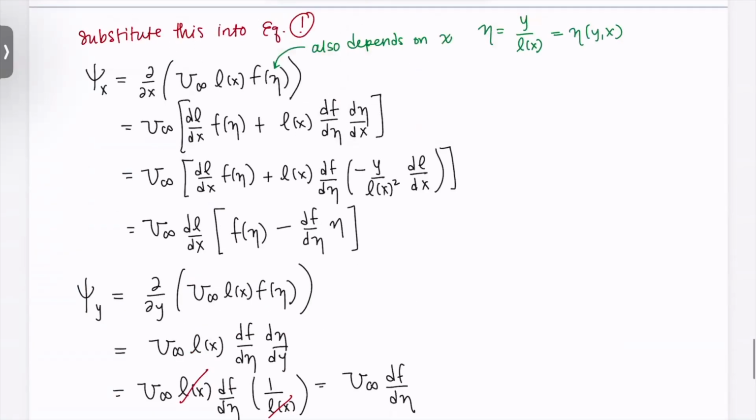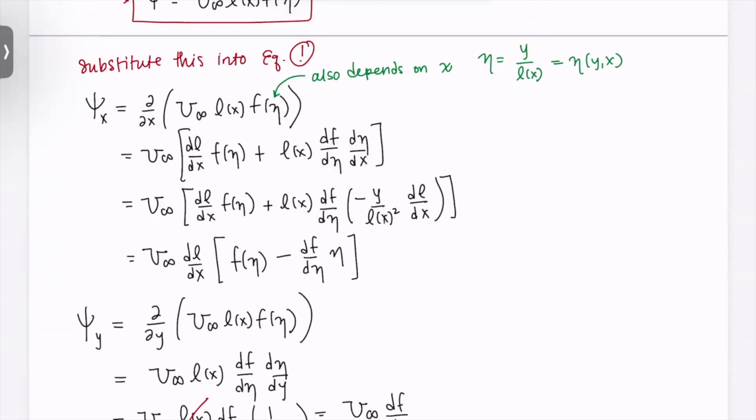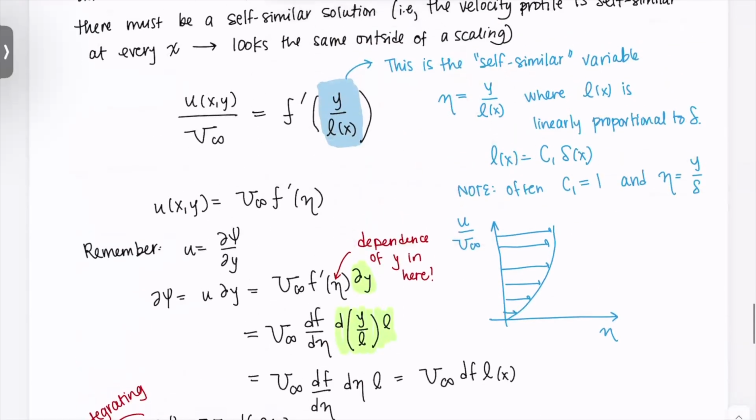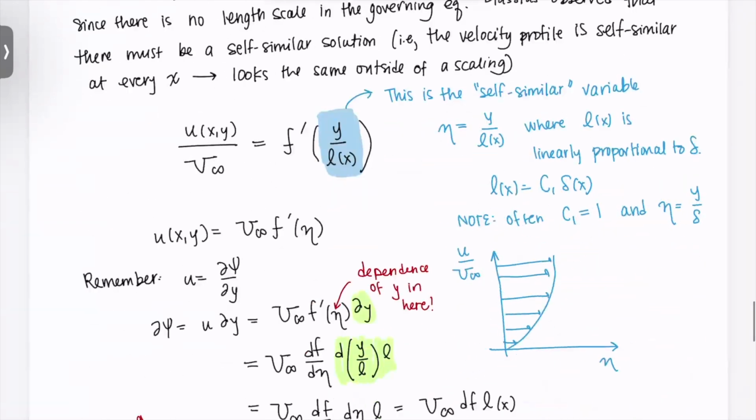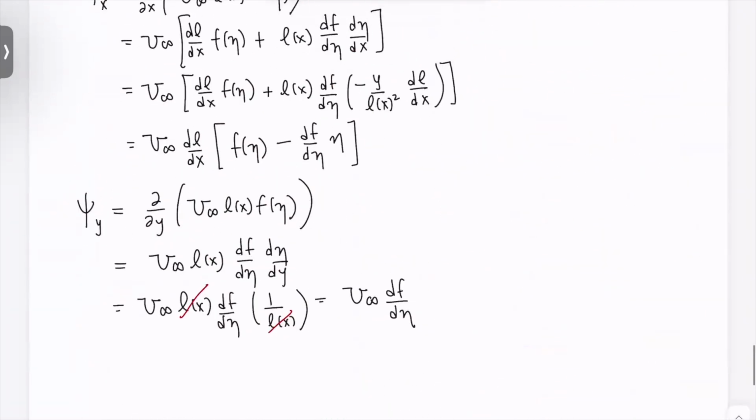All right, we're gonna do more derivatives today. Okay, so we are trying to find all of the derivatives of psi that are in equation exclamation point. So we've already done the derivative with respect to x and y. We also need an xy, a yy, and a yyy.